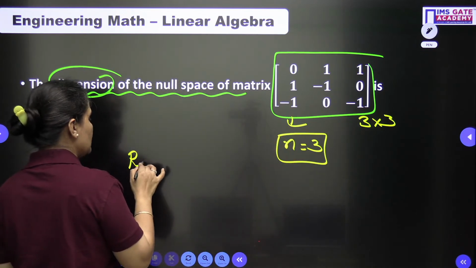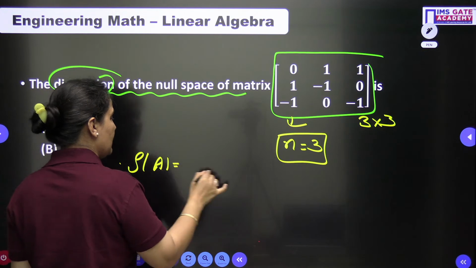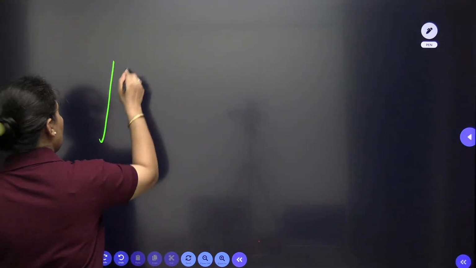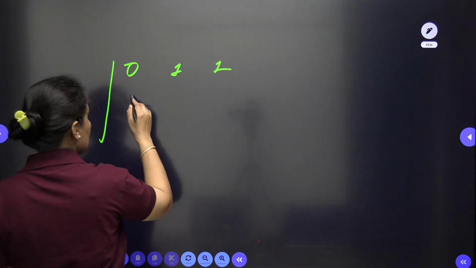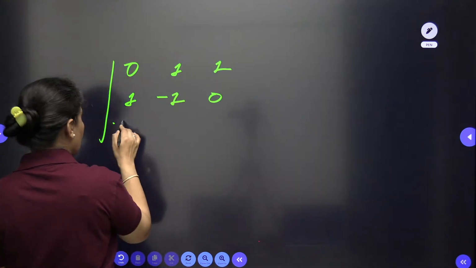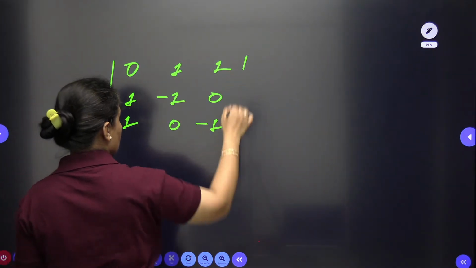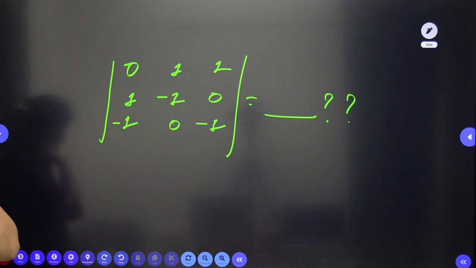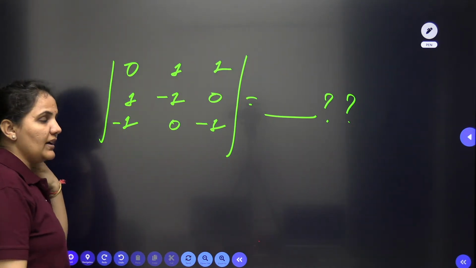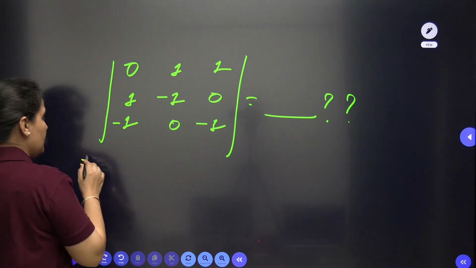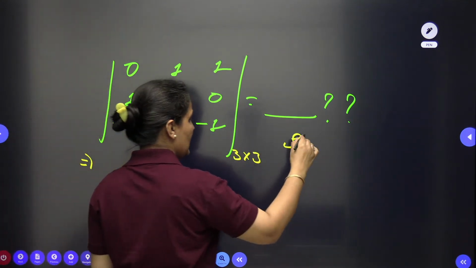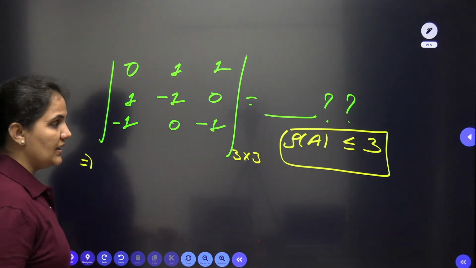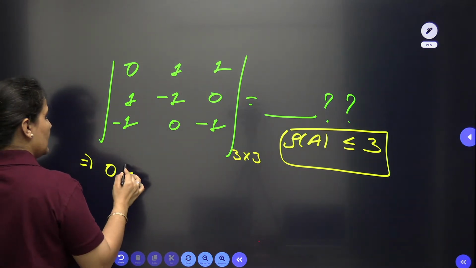Let's go for the rank of this matrix. If I find out the rank, then I can approach it. For finding the rank, we will go for the determinant of this matrix: 0, 1, 1; next 1, minus 1, 0; next minus 1, 0 and minus 1. I need to check the value of this determinant. As the order is 3 cross 3, we will check whether the rank is less than 3 or equal to 3. So we will go for the determinant. When I go 0 with respect to 0, it is 0.